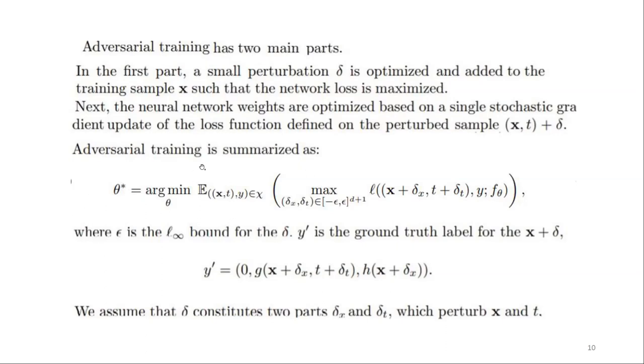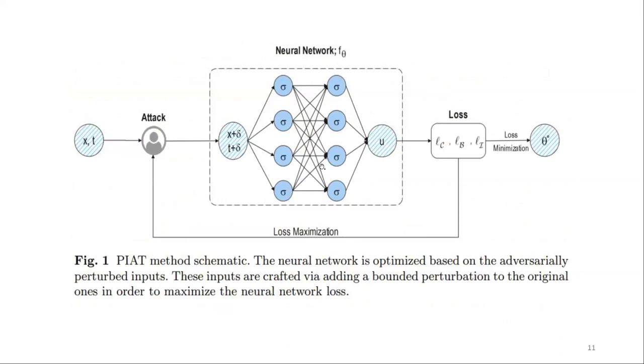Here you can see the value of parameters. In here, theta are parameters of the network, and delta are noise, which are added to the input. X and T are inputs, and delta, which is a vector of delta X and delta T, are the noise that are added to the input, as you can see here. Also in here should be Y prime, which is the right-hand side of the boundary condition and initial condition that is considered as here. So after solving a min-max problem, we can obtain the solution of the original problem. Here also you can see the schematic of adversarial training.